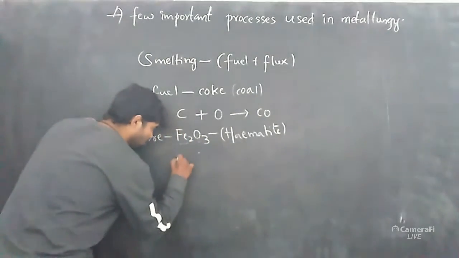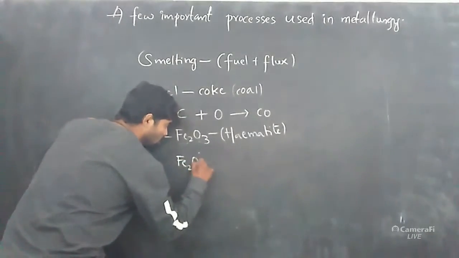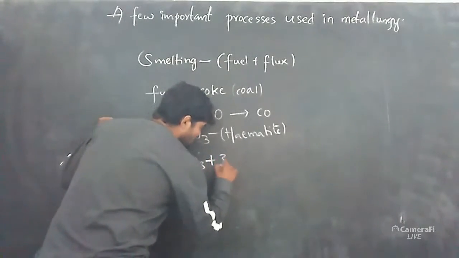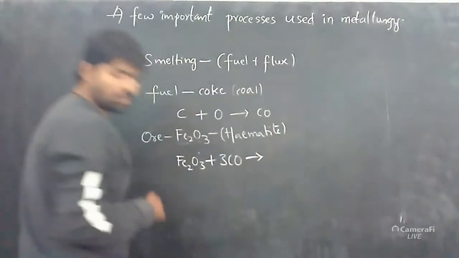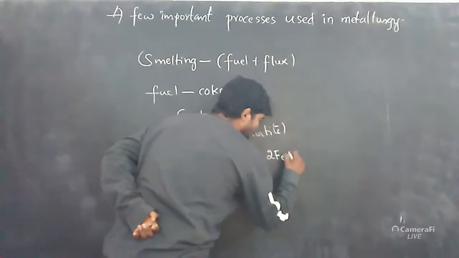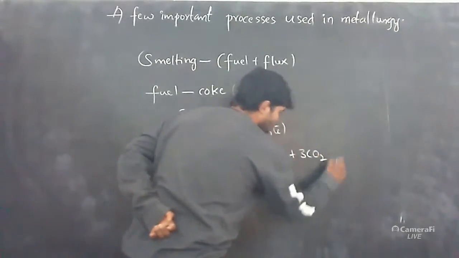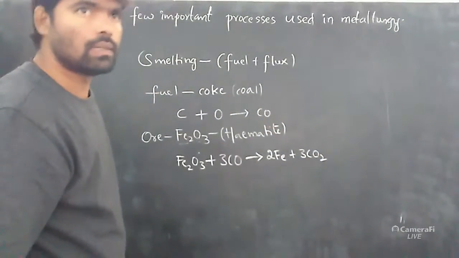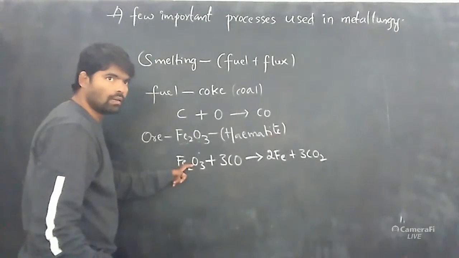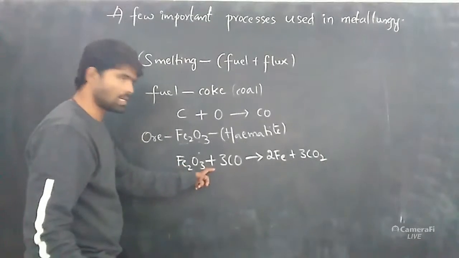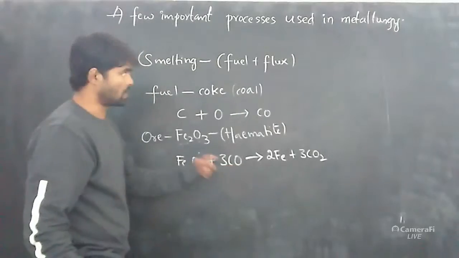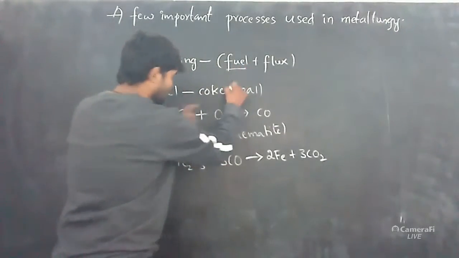So now let us see: Fe2O3 plus 3 carbon monoxide gives 2Fe plus 3CO2. So this is the way a metal is obtained from a metal oxide ore by reacting with carbon monoxide. So ఈ పార్ట్ వర్క్ అయిపోయింది.